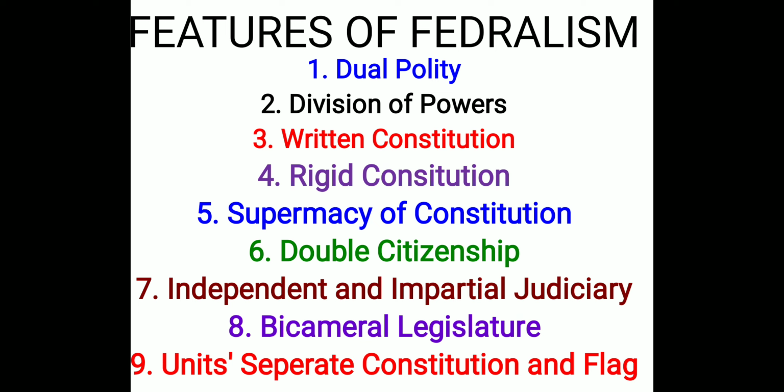Seventh feature of federalism is independent and impartial judiciary. Where a federal system is found, it is necessary to have an independent and impartial judiciary. It means the judiciary is independent and impartial so that it can check the domination of the central government, and it can save the state governments from the hegemony of the central government.